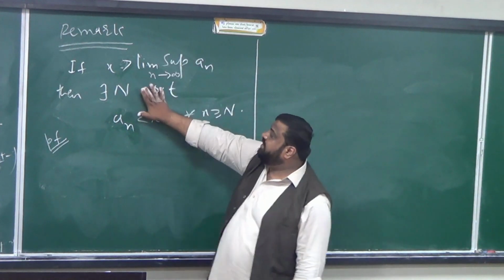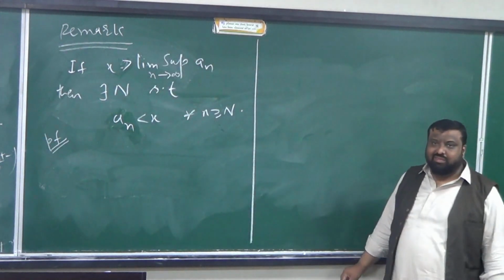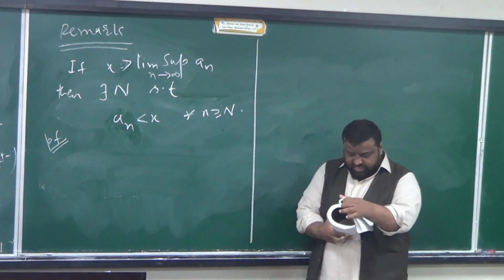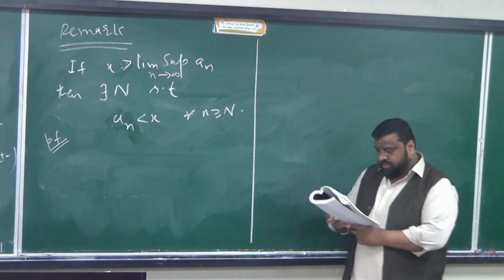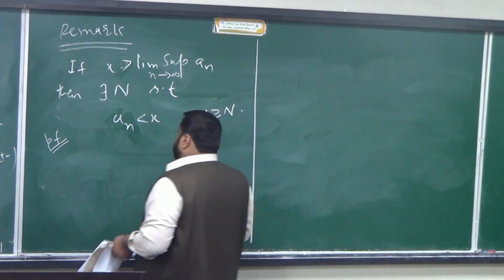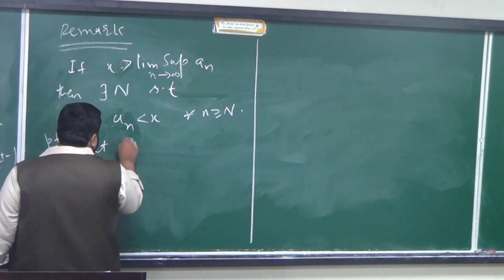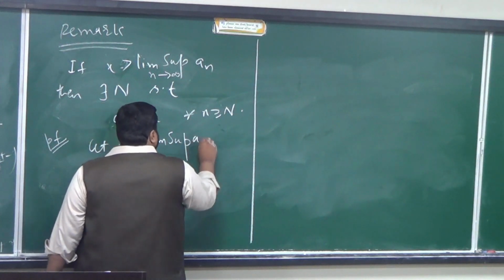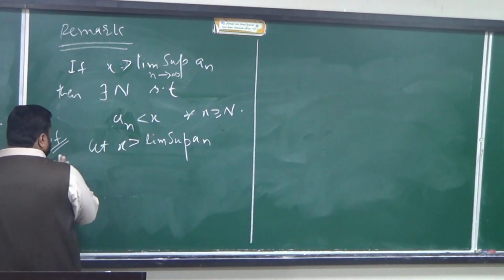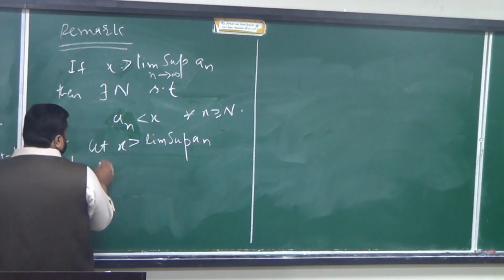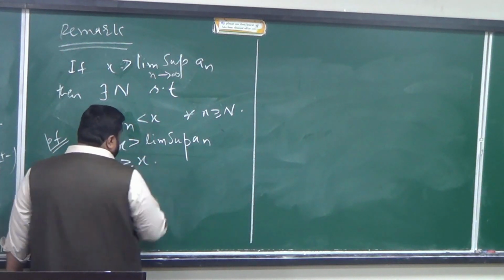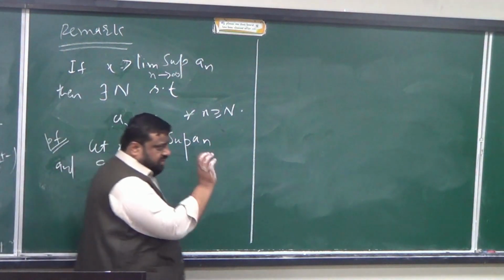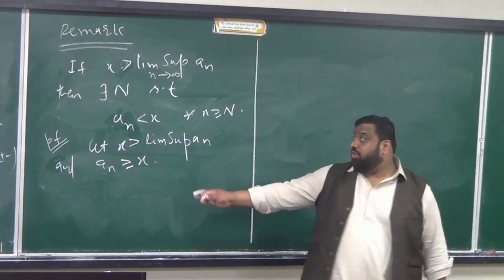Imagine this holds and this does not. That's what you can say. Imagine this holds, but this will not hold. In other words, we say that. So let x be bigger than limsup of a_n, and this a_n is always bigger than x. There is no such N, in other words, for all n.